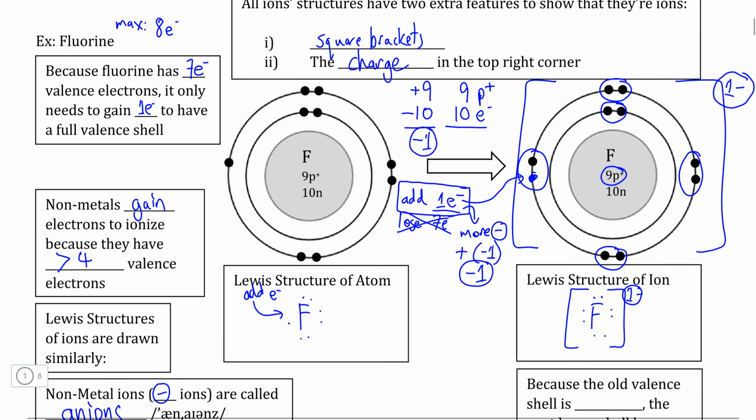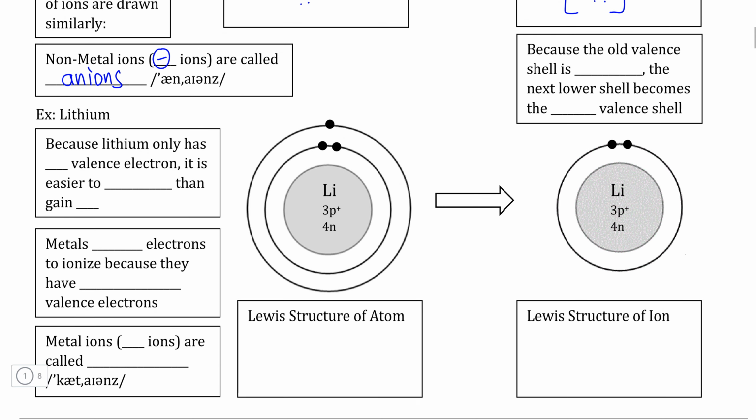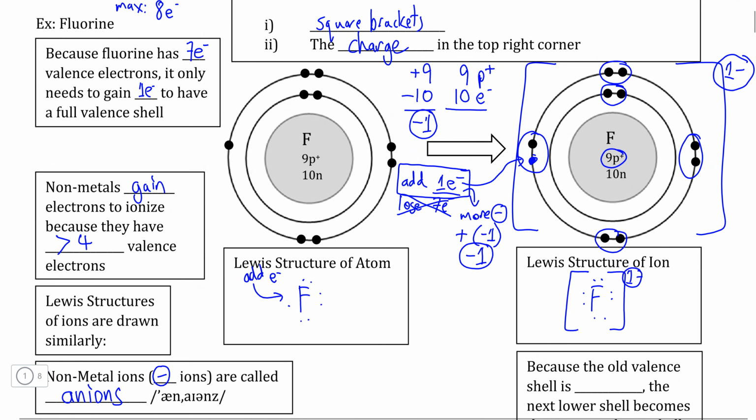Now that we've learned how negatively charged ions form, in the next video, we're going to be looking at the counterpart to negative ions, which is how metal atoms form ions by losing electrons, rather than how nonmetals form ions by gaining electrons. So join us in the next video when we take a look at the counterpart to anions.